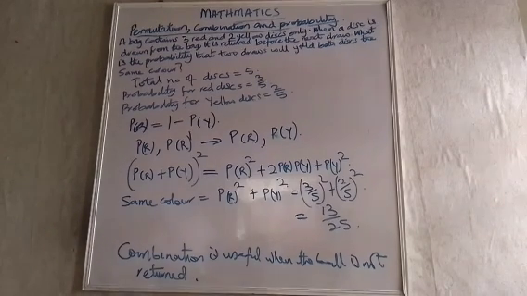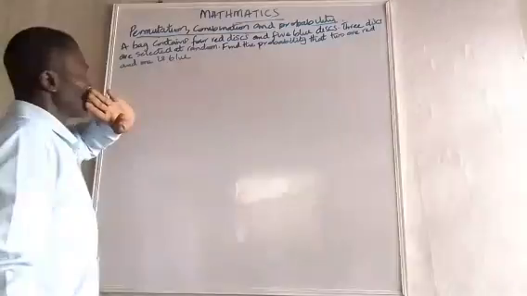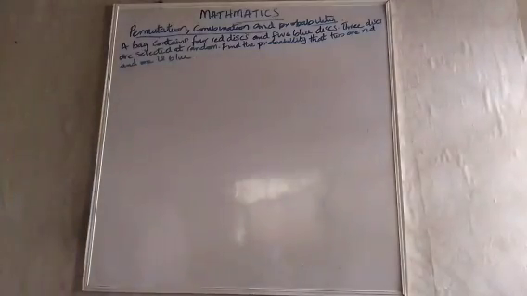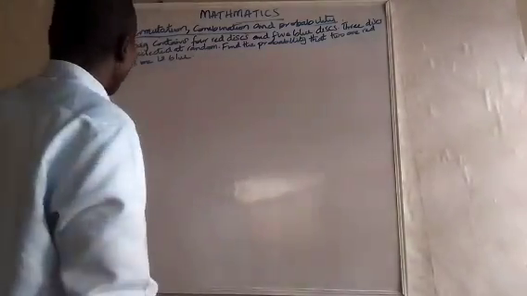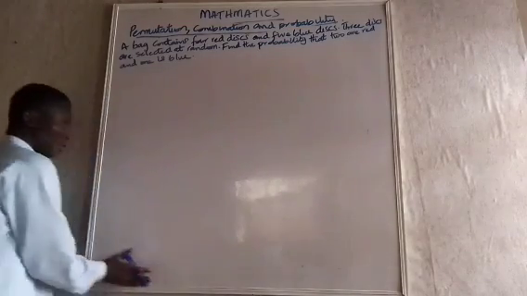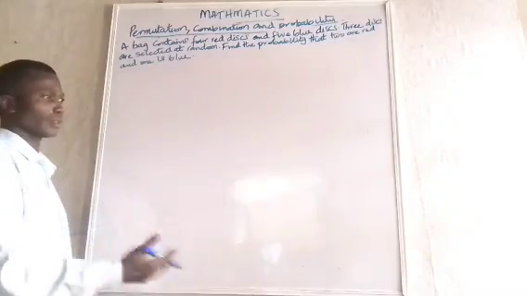Let's look at another one. So, we have another one here. It says, a bag contains 4 red discs and 5 blue discs. 3 discs are selected at random. Find the probability that 2 are red and 1 is blue. The easiest way is to list it, and the easiest way to get the list is drawing the tree diagram.